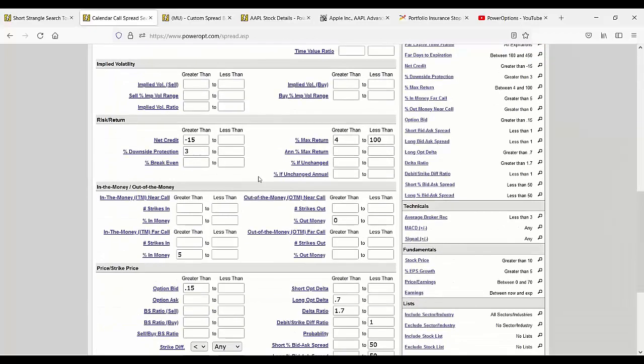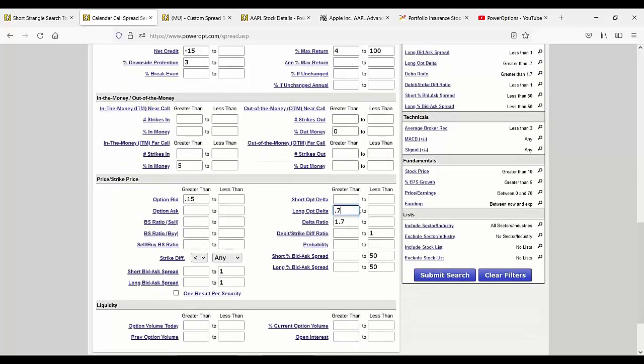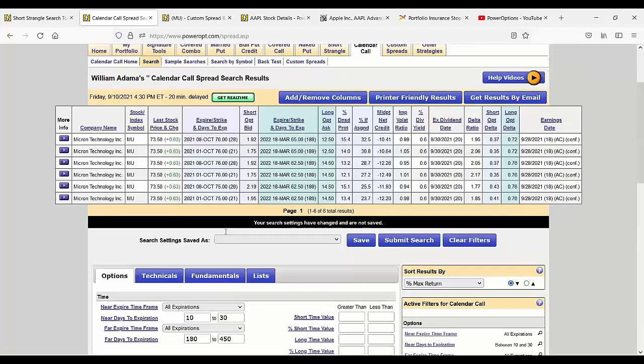Set your expiration time frame to what you want. You want a minimum return of 4 or 5% on the first cycle. You want to be slightly in the money on the call, 3, 4, 5%. Look for a long option delta of greater than 0.6 or 0.7, a delta ratio of maybe greater than 1.8, and keep that debit to strike difference ratio less than 1.